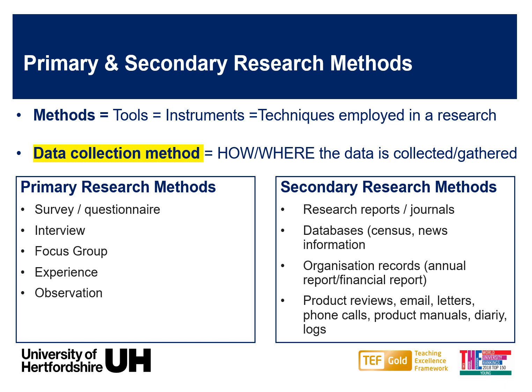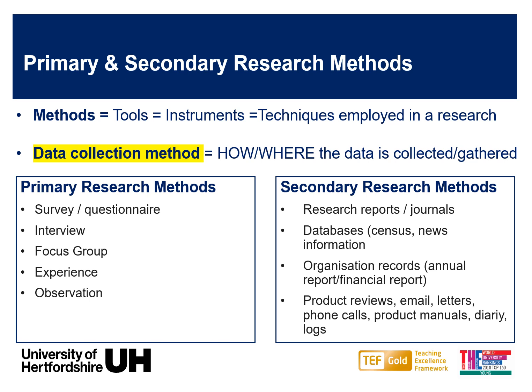Yeah, so the term method refers to the tools, techniques, or instruments you employ in your research to collect the data. And also, for data collection, the method is where or how the data is collected by you as a researcher. So for primary research methods, the tools or techniques you're using to collect the primary data are what we mentioned earlier: surveys, questionnaires, interviews, experiments, observations, or focus groups.